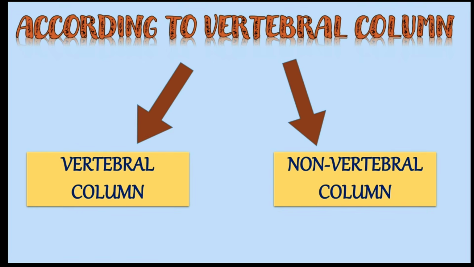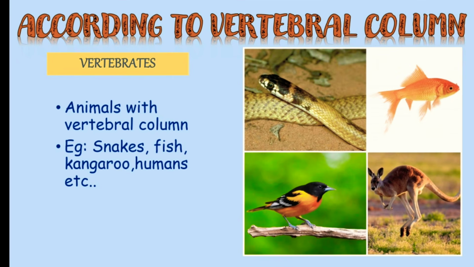According to the vertebral column, there are 2 types: animals with a vertebral column and animals without a vertebral column. First type is vertebrate animals. What are vertebrate animals? Animals having a backbone. So animals with a vertebral column are known as vertebrates. For example, snakes, fishes, kangaroos, humans, they all have a vertebral column. Hence they are under the type vertebrates.